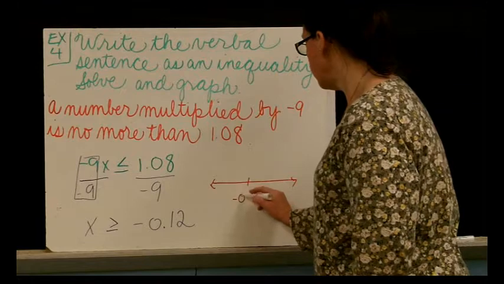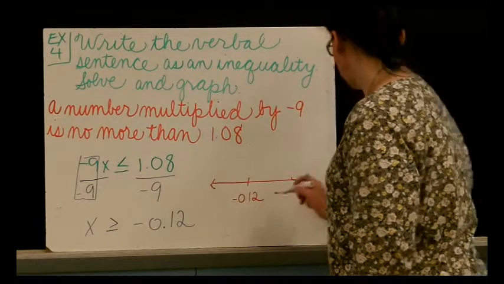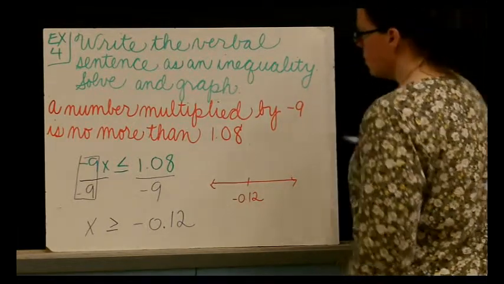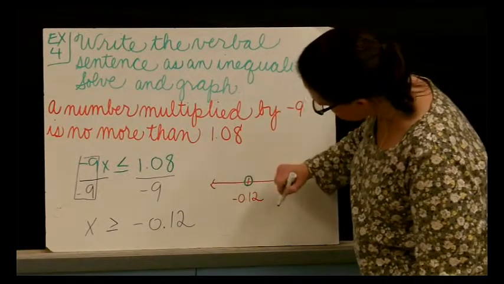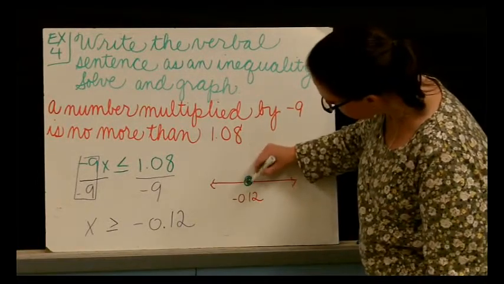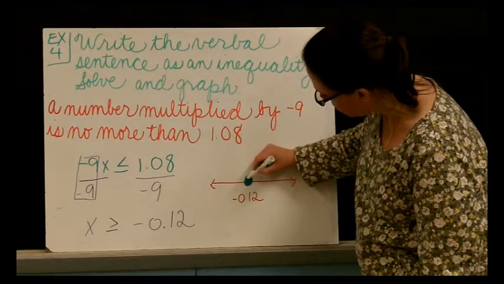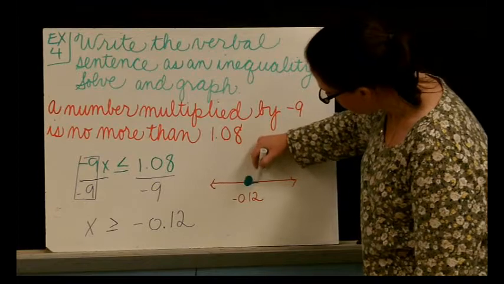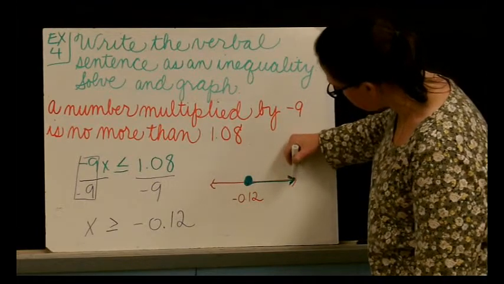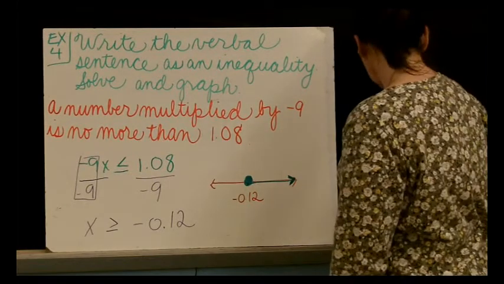So we'll put that here, negative 0.12. If x is greater than or equal to it, we circle it, and we color in our circle to make sure that we include negative 0.12 in our solution set. X is greater, so we make our arrow moving to the right.